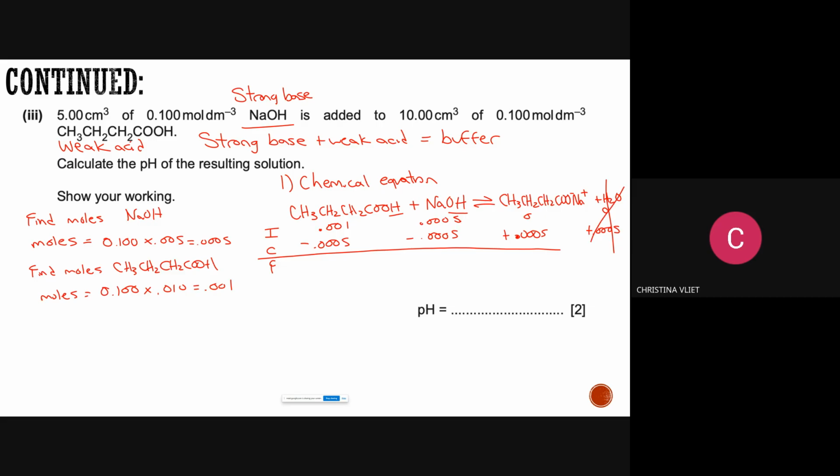Goodbye, strong base. There's zero of that. That's the limiting reagent. So what's left? Subtract these two numbers, you get 0.0005. Add to here 0.0005. You have left weak acid and its salt. And you can then proceed to pick your formula to use.